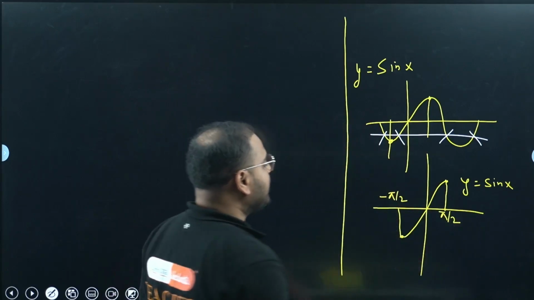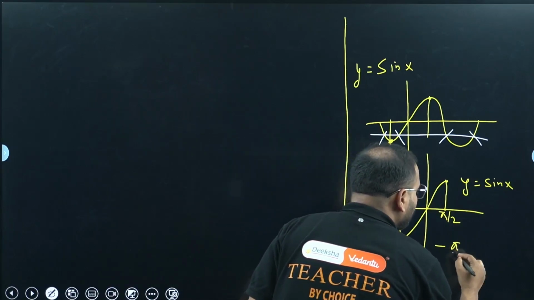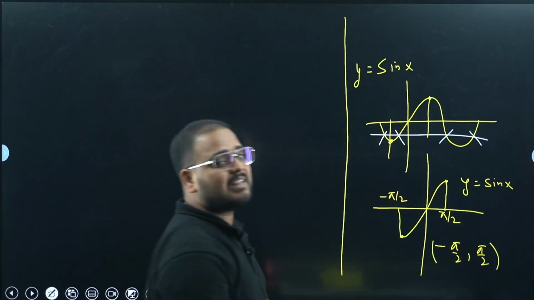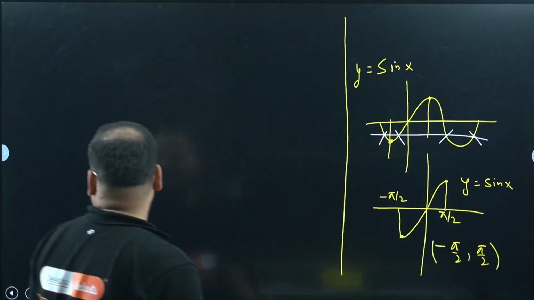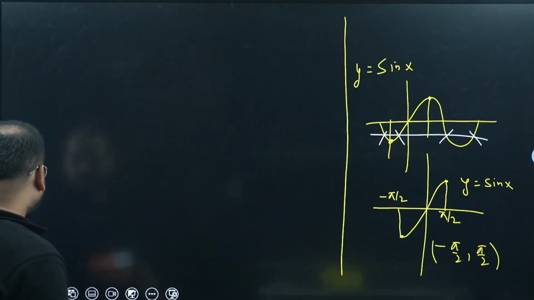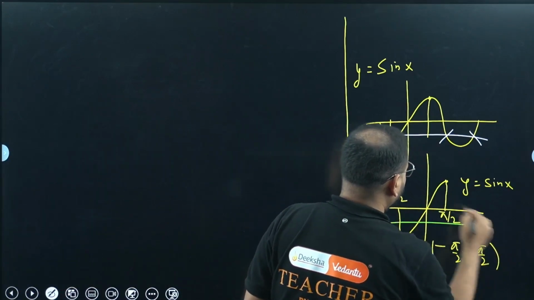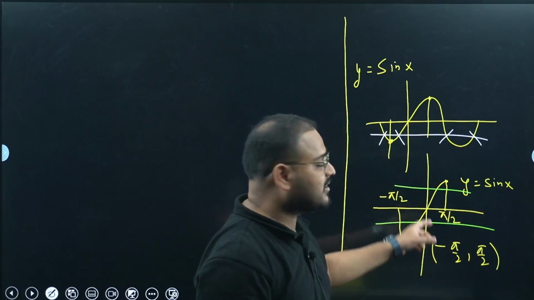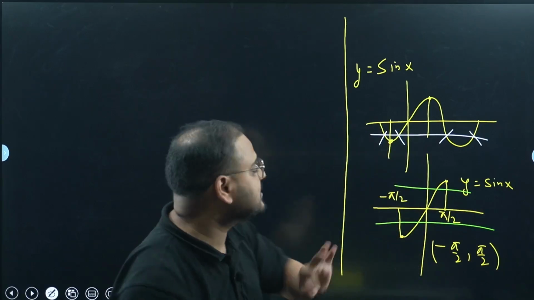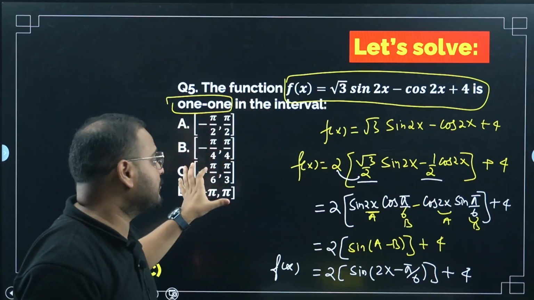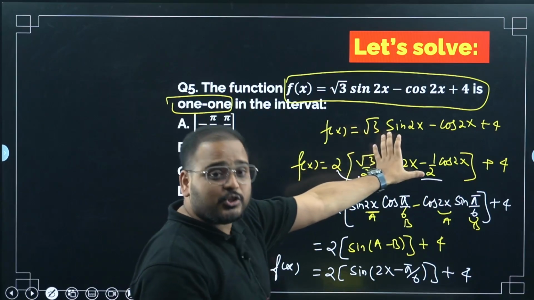So in the domain minus pi by 2 to pi by 2, the sine will be 1-1, sir. How? Draw a line anywhere here or here, any line you draw cuts the graph at only one point. So it is 1-1. They said find the interval where it is 1-1, not sine x. This function should be 1-1.